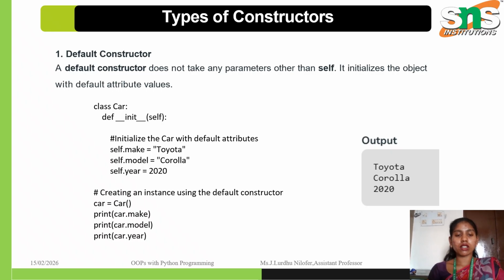How do we create an object with a default constructor? Car is the class name, so we create the car, then print the car's variable names. We get the output of the values. What is self.make? The make value is Toyota. What is the model? The variable model equals Corolla. What is the year? The variable's value is 2020.